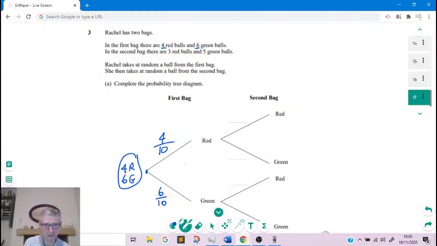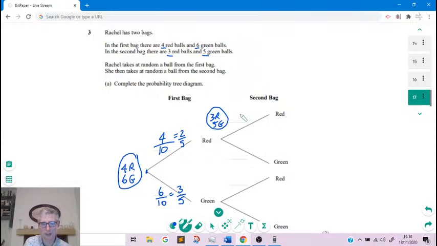We could, if we wanted, simplify these fractions. So 4 tenths is 2 fifths, by cancelling the 4 by 2 and the 10 by 2. And if I do the same thing here, dividing top and bottom by 2, I end up with 3 fifths. Now I'm going to look at the second bag. In this one we've got 3 red and 5 green. So let me just draw this here: 3 red, 5 green. And we need to write down the probabilities on here.